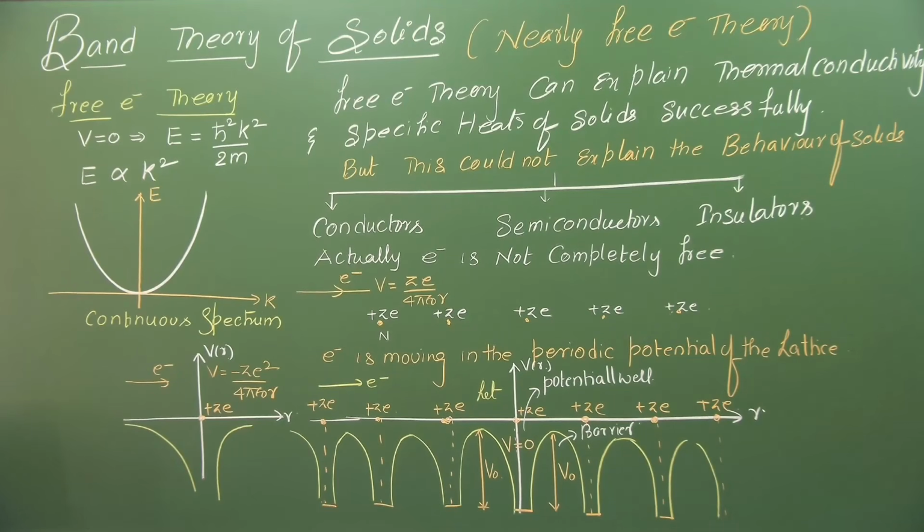So one more assumption we made here: in the vicinity of the nucleus, the electron is assumed to be free. That's why it is called the nearly free electron theory.